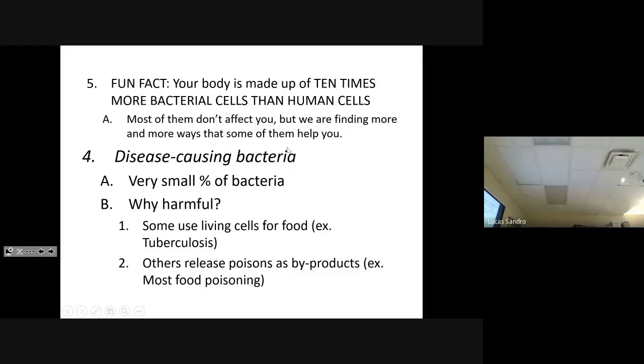It's just that them living and reproducing puts off some chemicals that aren't good for you. So, for example, just about all food poisoning is like that. When they get in the food and reproduce, they put off toxins that make you sick. Or they get in you and reproduce in you, they put off toxins that make you sick.